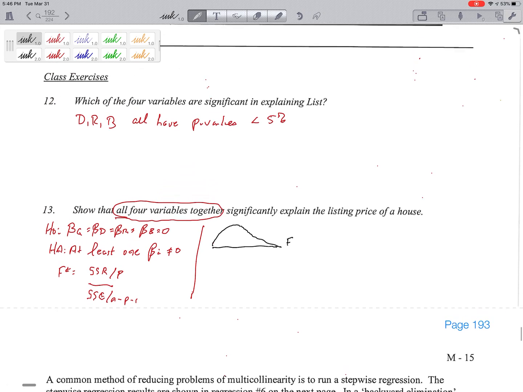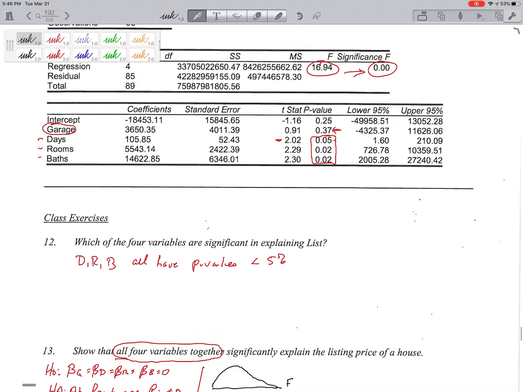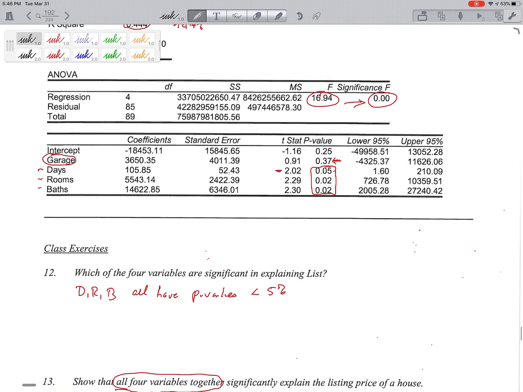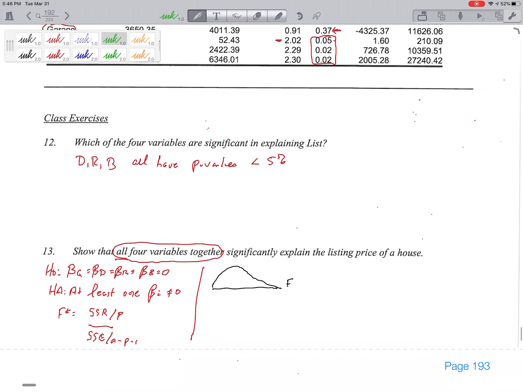And so this is going to be an F, and its degrees of freedom, remember where you get those, they're up here. So 4 and 85. And so your critical region, which is always upper tail F, I'm just going to grab my F table here and take a look at. That's the 1% table. Let me go to the 5% table.